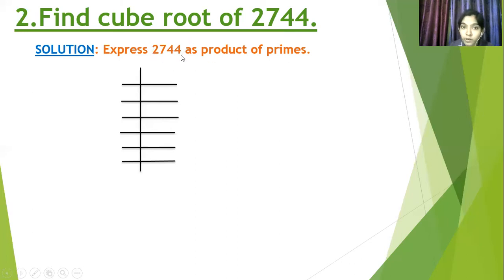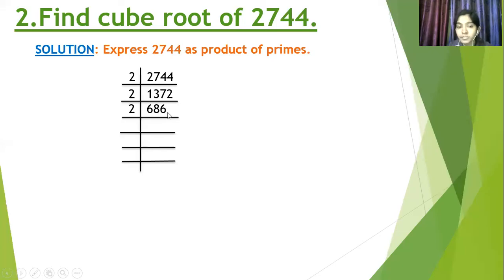Again, what is the ones place here? 4. It's an even number. So we will divide it by 2. So 2 ones are 2, 2 threes are 6, 2 sevens are 14 and 2 twos are 4. So after this we will get 1372. Again, the last digit is 2, so it will be divisible by 2. So 2 sixes are 12, 2 eights are 16, and 2 sixes are 12. What will come? 686.